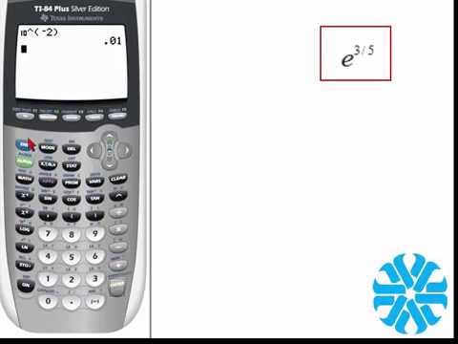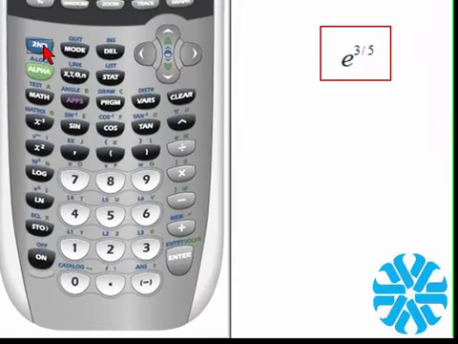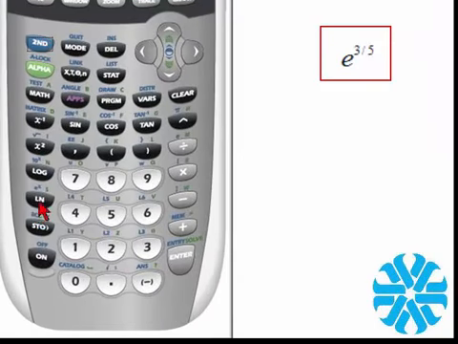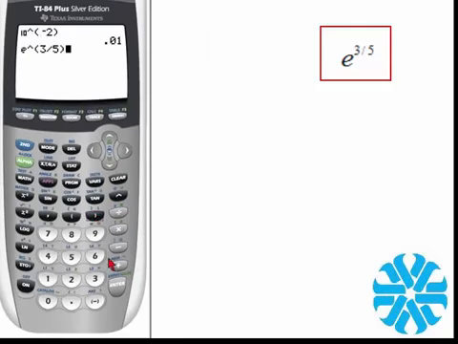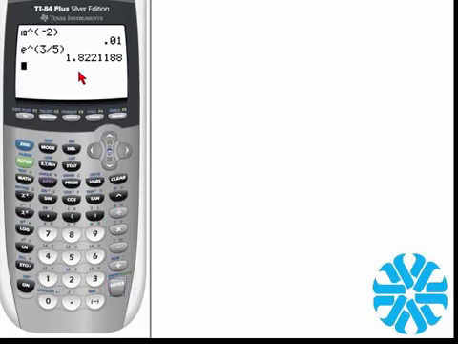Okay, let's also try to compute e raised to the 3/5. So we're going to the second function key and then select the ln key, and that's going to be raised to the 3 divided by 5. Close the parenthesis and then select Enter, and our result is shown. Let's go ahead and clear the screen.